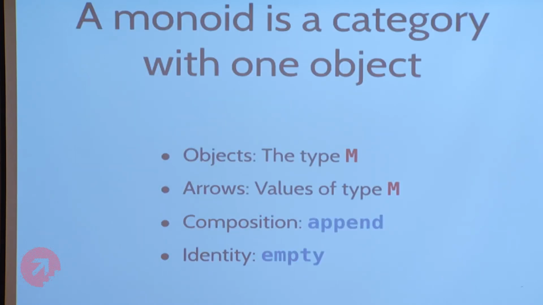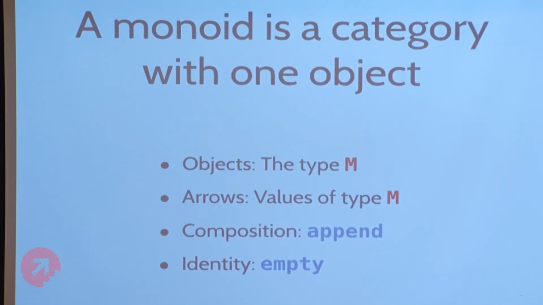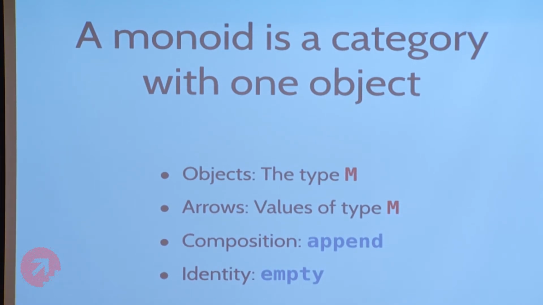Another way of saying this is that a monoid is a category with one object. So another way of saying that is that a category is a sort of generalized monoid. It's like a monoid where not all the elements are compatible with one another. So yeah, a monoid is a category with one object where the objects are just the type M. The arrows are the values of type M. Composition is the append for the monoid, and the identity is the empty element. Right? So the arrows in this category are not functions, they are values.